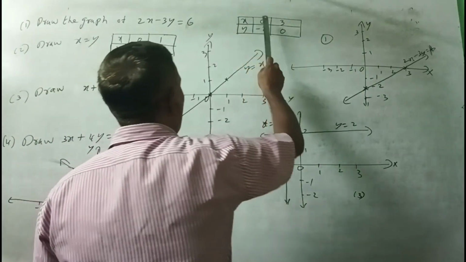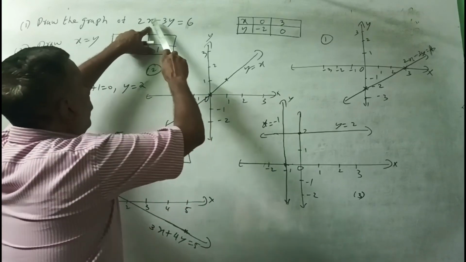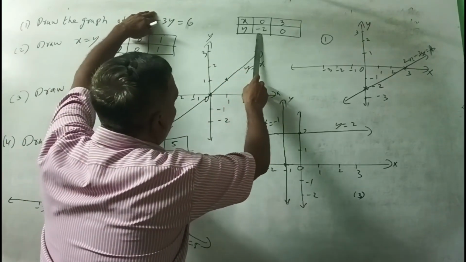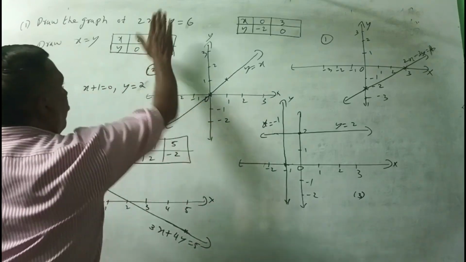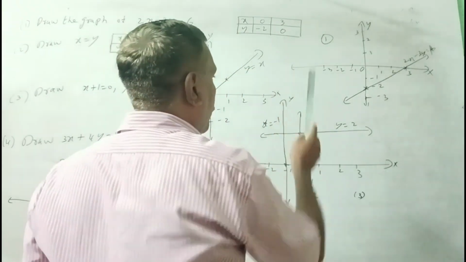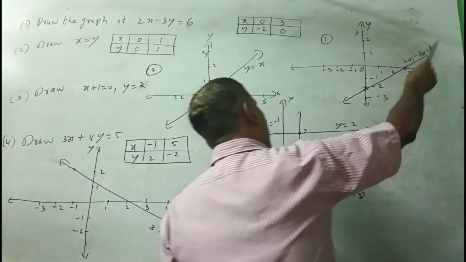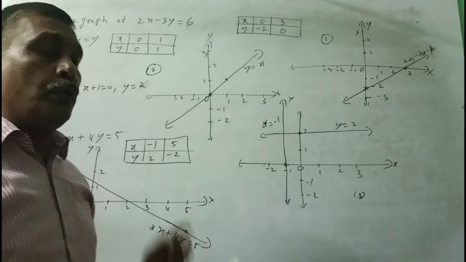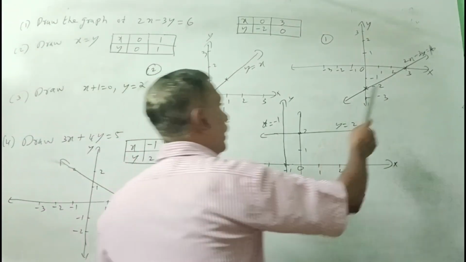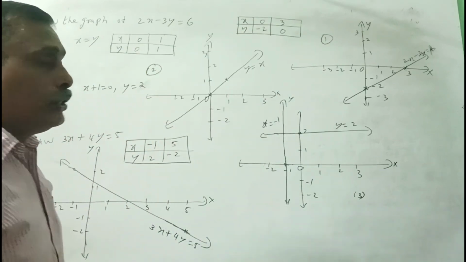I put x is equal to 0. If I am putting x is equal to 0, this part will be 0, y will become minus 2, and y equal to 0 if I am using, then x will become 3. So 2 points is enough to draw a line. We can find out infinite number of solutions, but 2 points is more than enough to draw a line. 2 well-defined points which we can very easily mark on the coordinate geometry.